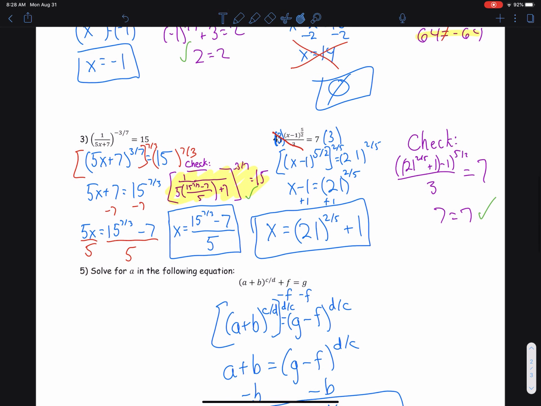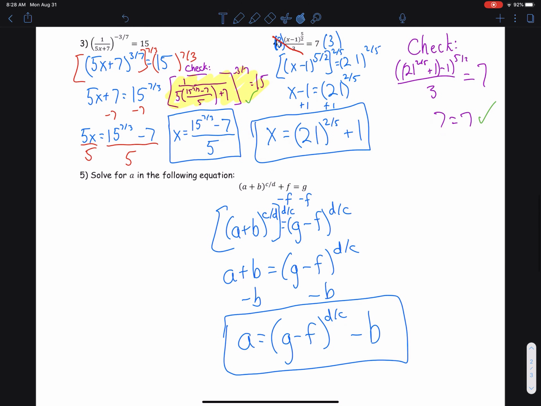And number 5, solve for a in the following equation. So we have to get a by itself. You first have to subtract f, because then you'll get a plus b is all being raised to c/d, alone on the left side. You want to then raise each side to the reciprocal exponent of c/d, which is d/c. That gets the exponents to cancel on the left, and you're just left with a plus b, and you subtract b on both sides, and then a is all by itself.